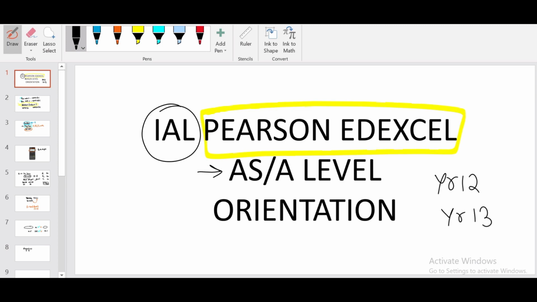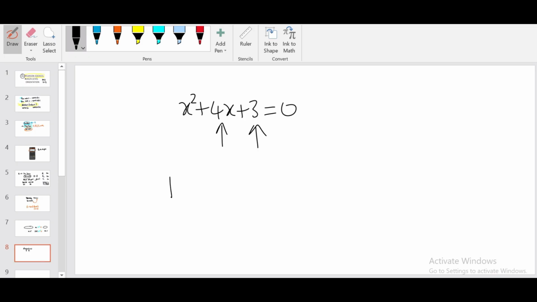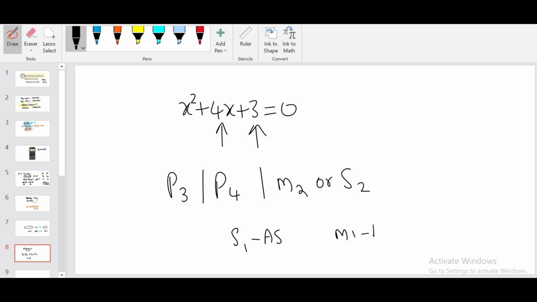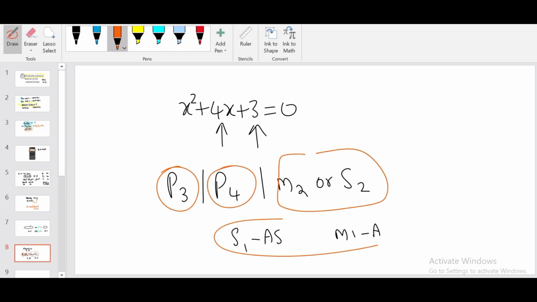And then when you go to A level, year 13, you will have 3 components again. You have P3, P4. You can either take M2 or S2. Some students take S1 in AS level and M1 in A level, or M1 in AS level and S1 in A level also. But these 2 are compulsory components. You need to take either one of these components. So you need 3 components to cash in the grade. And then you are eligible for A star in A level.